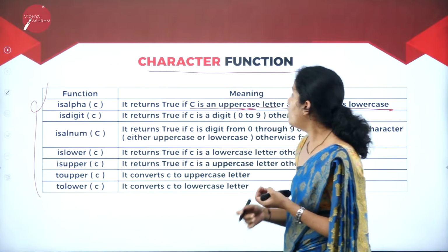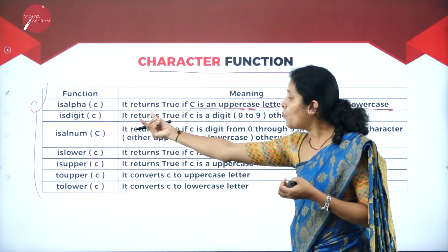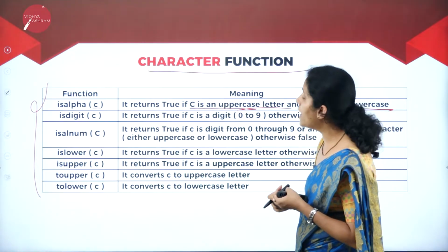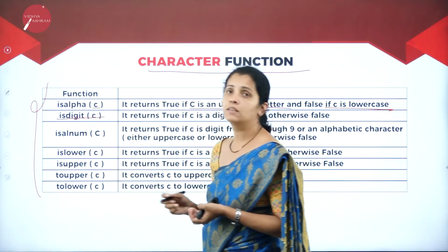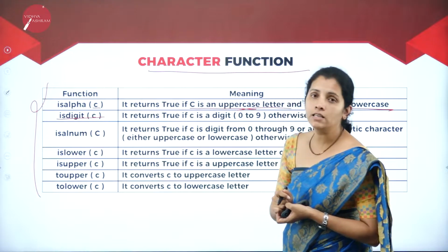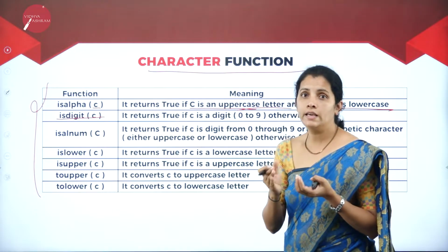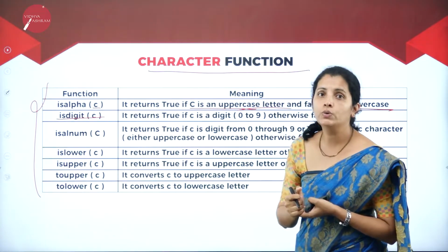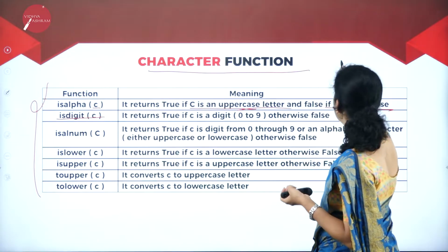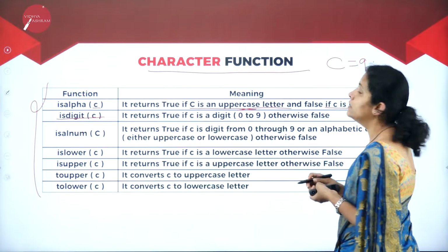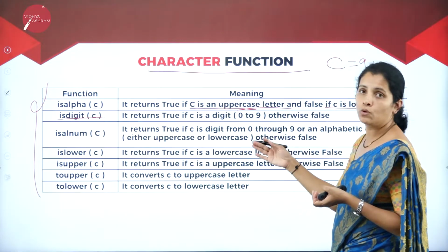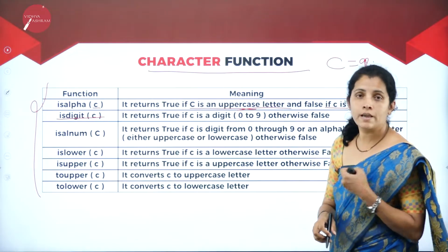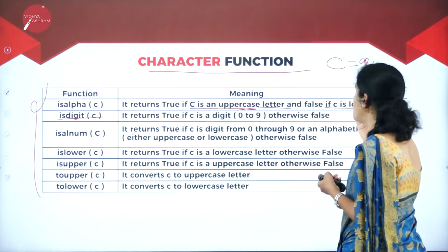Now, if I want to check whether the provided variable c is a digit or not, for that I'm going to have the function isdigit. It returns true only when c is an integer or a digit, and otherwise it is going to return the value false. For example, if c is 9, then it is going to return the value true because c is 9. If c is some other value, say B, then it's going to return the value false.